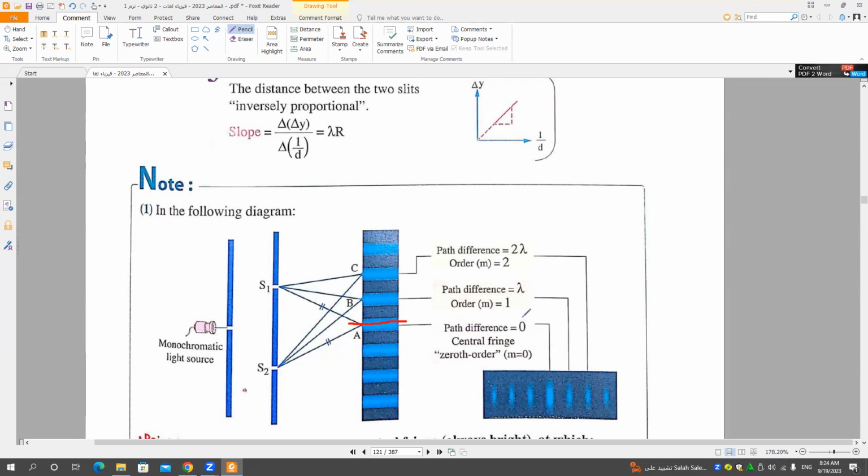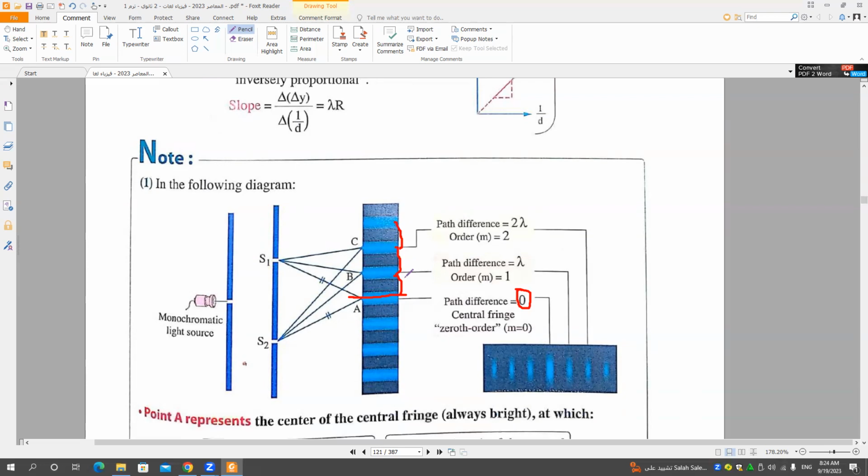Why? Because the phase difference equals 0. There is no phase difference between them. Zero order, m equals 0. The first order, m1, 0 plus 1 equals 1. This is the second, and this is the third, and so on.